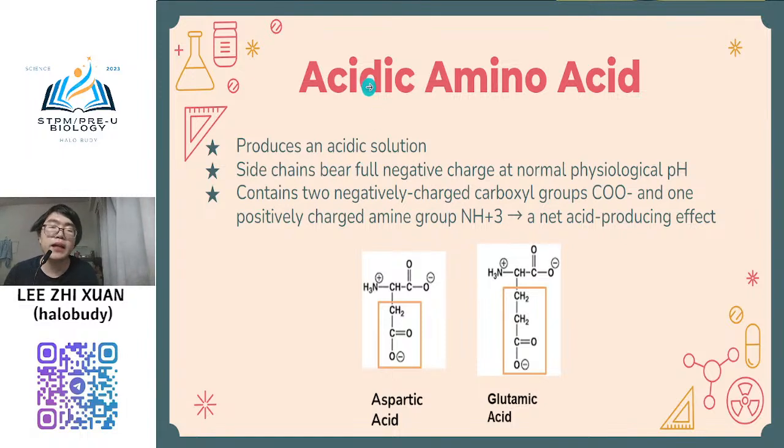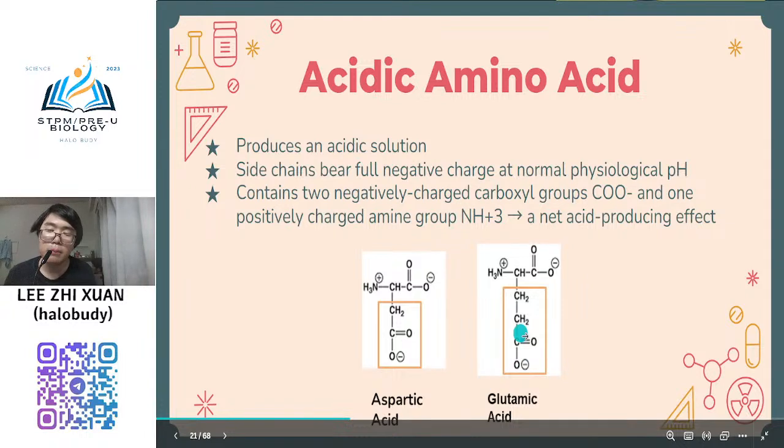So that is why, in neutral, meaning when you immerse it in water, pH equal to 7, this amino acid will cause your solution to become acidic. Your pH will drop. Why? Because they contain two negative charges. One is from the basic unit, another one is from the side chain.